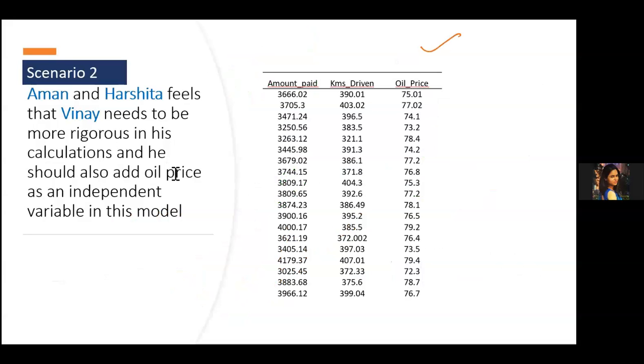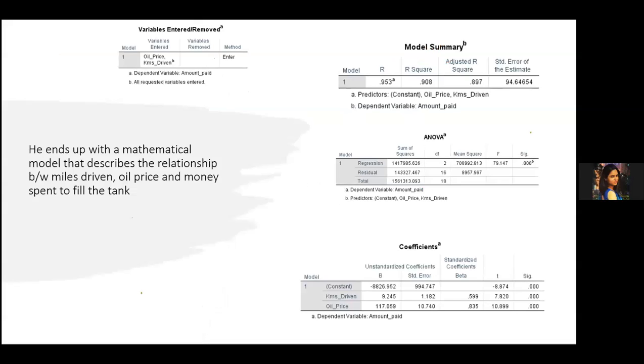So Aman and Harshit also feel that Vinay needs to be more rigorous, and he should also add oil price as one more independent variable. So we are running multiple regression the same way. First thing, whether this model is significant or not in the second scenario. The model is significant or not.